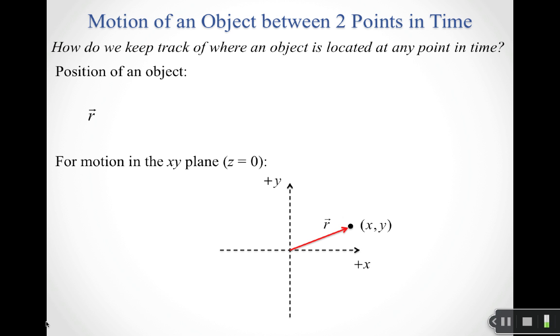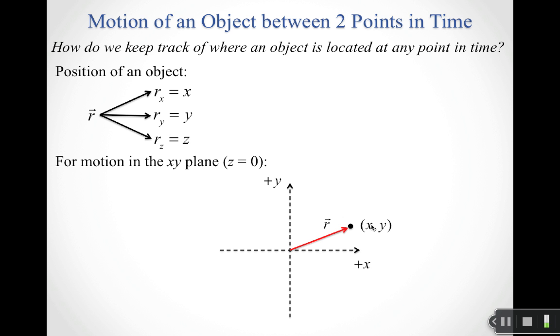So for our average kinematical quantities, we're going to start by saying, all right, we keep track of where an object is located at any point in time by talking about its position. For us, we're going to use r vector as the position vector. If we've got motion in the xy plane, so we're not worried about things in z, into or out of the plane, your position is just the vector that runs from the origin to your object's location.